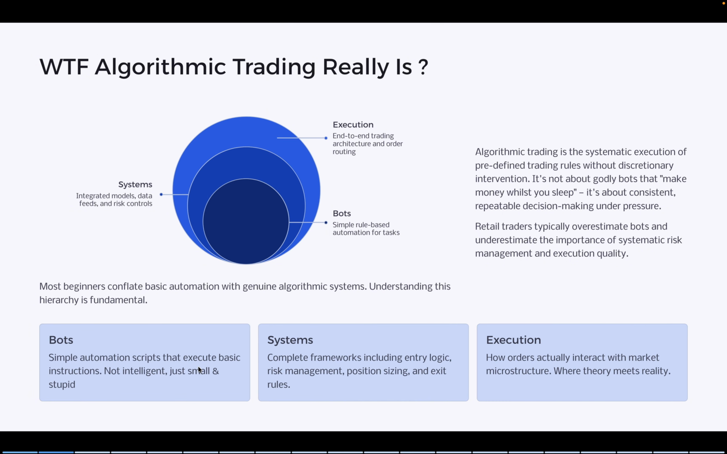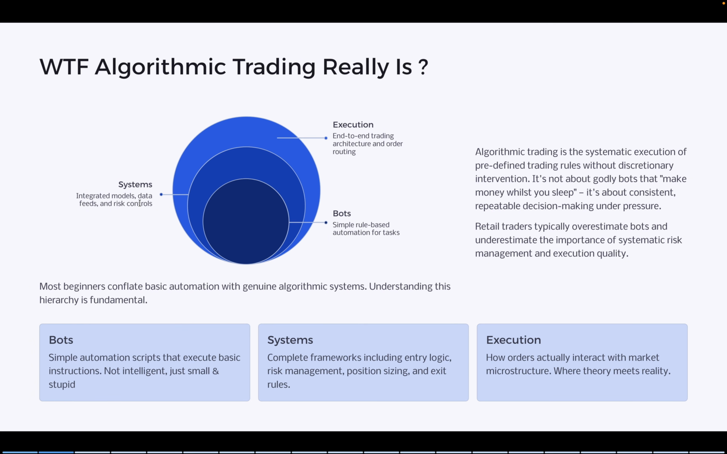Okay. Then you have systems, right? So systems are basically integrated models, data feeds, and risk control. So for example, if you go into Python and you want to pull the API data and see the depth of order and the order book data, you would have a system. It's not really algorithmic trading even at that stage.